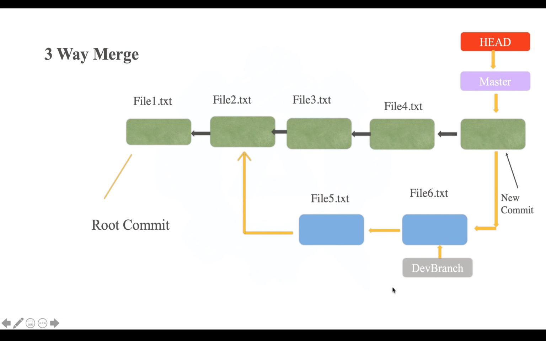The dev branch will be left out over here. You can delete it or keep it, it's up to the user. So this is how a three-way merge works.